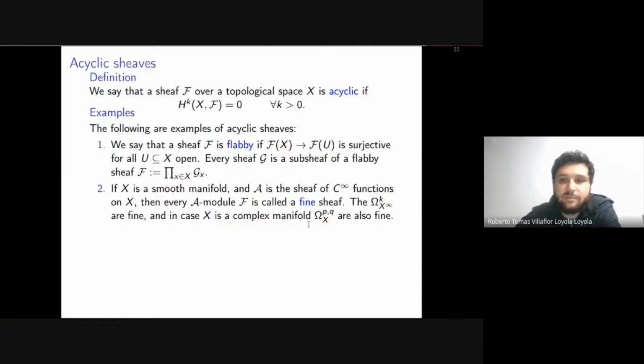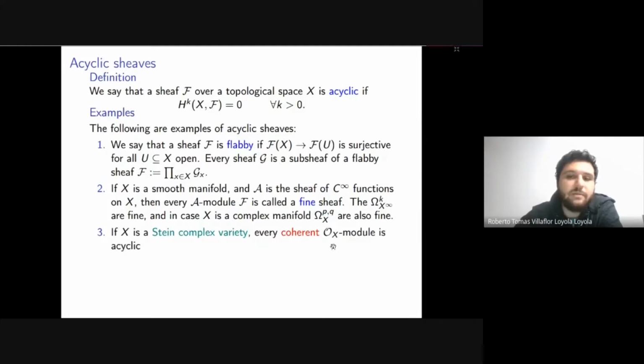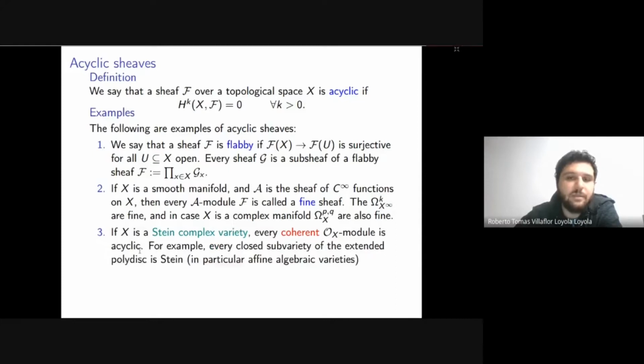Moreover, in the case where X is a complex manifold, the sheaves of (p,q) forms are also A modules, and so they are also fine, and so they are acyclic too. In the case where X is a complex variety, and moreover is a Stein complex variety, every coherent OX module is acyclic. Examples of Stein complex varieties are the polydisk and the extended polydisk. This includes the affine space Cn and any closed analytic subvariety of a polydisk or extended polydisk. In particular, every affine algebraic variety is Stein.